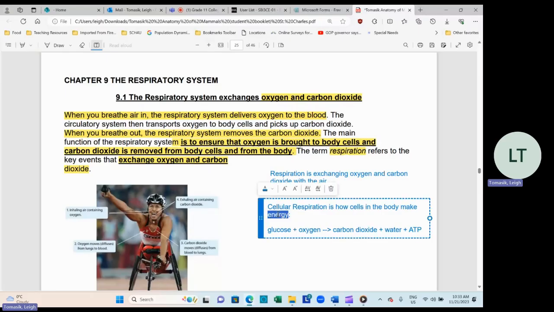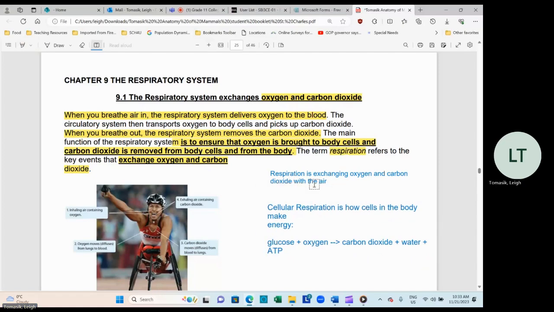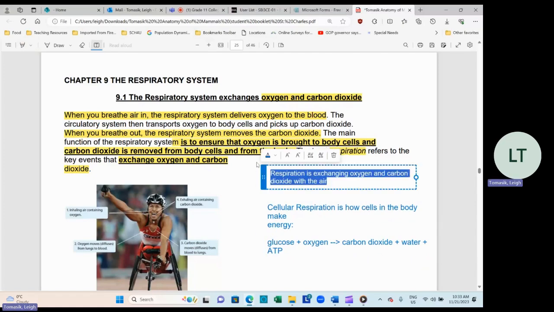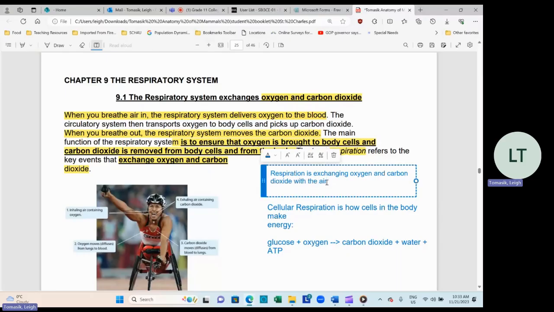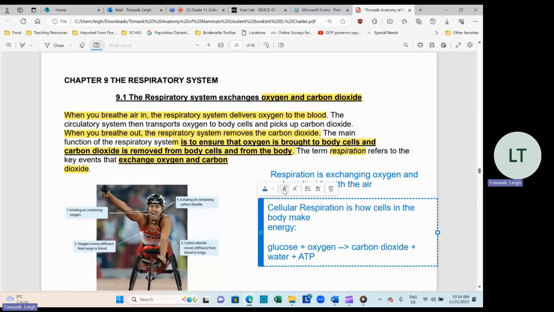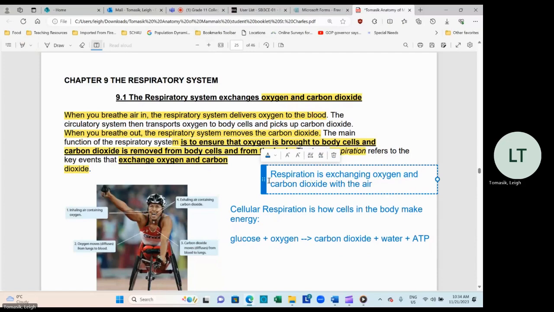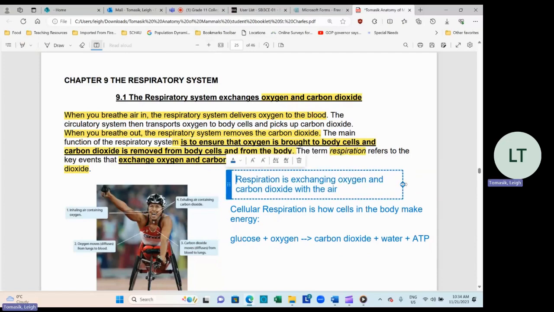Okay, so they have some things in common, but they're not the same thing. So don't get them confused. Respiration doesn't make any energy, right? It's just how we get carbon dioxide out and oxygen in. Cellular respiration does make energy. Okay, so respiration is pretty well breathing. Cellular respiration is making energy.